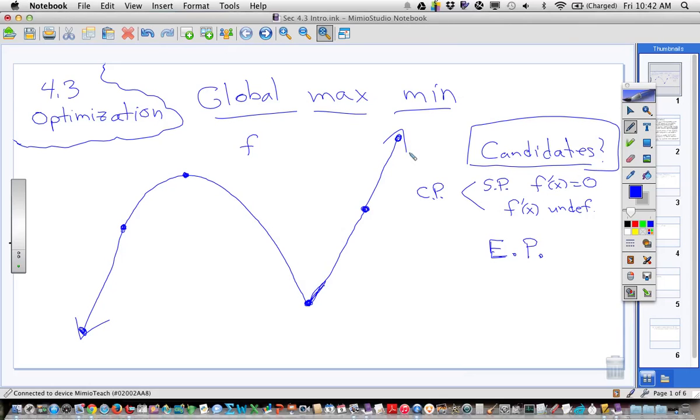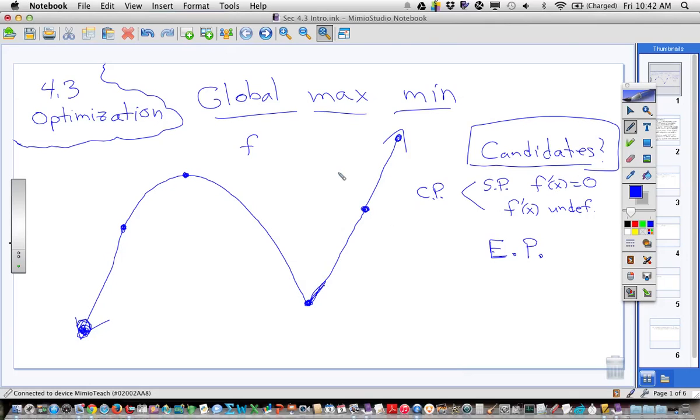Or it's possible that maybe we had a left endpoint but not a right endpoint. Maybe we were going to look at a function from x is greater than or equal to 0. So we'd have an endpoint maybe here, but not one over here. Well, here we'd have a global minimum, but we wouldn't have a global maximum, right? So it's possible to have one and maybe not the other.